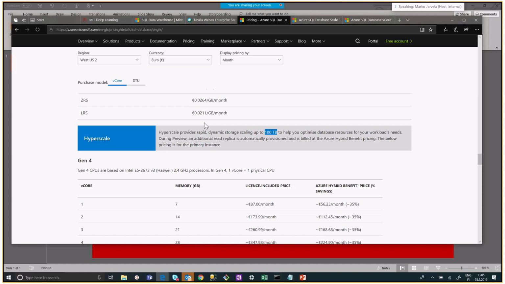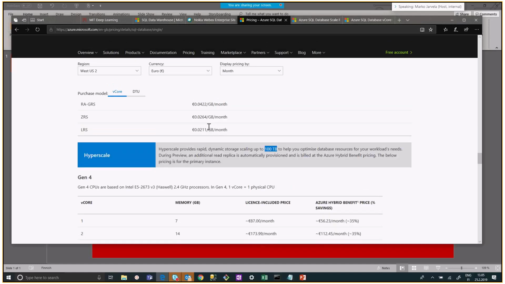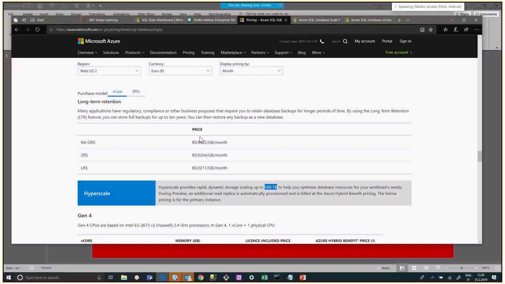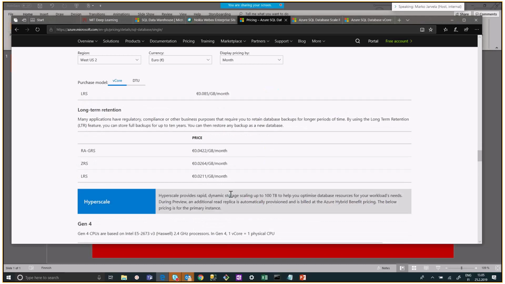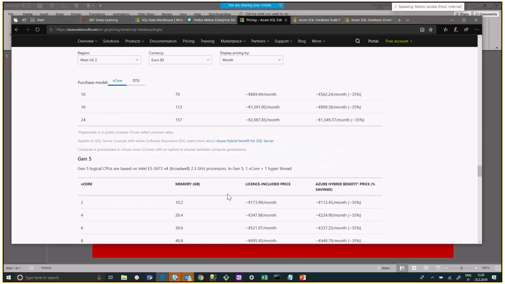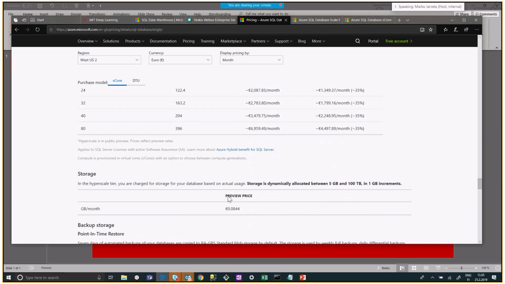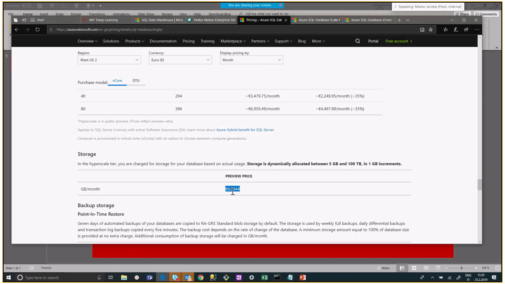And similarly to the vCore model, where you buy storage by the gigabyte price, in the Hyperscale offering you are also buying storage by the gigabyte price, in 1 gigabyte increments.